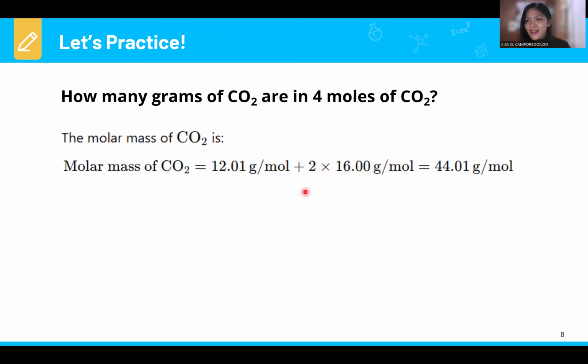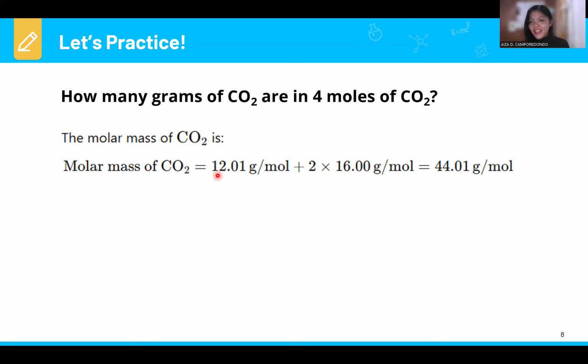How about the two right here? These represent the subscript or the number of atoms of the oxygen. That is why the oxygen should be multiplied by 2 because there are 2 atoms of oxygen. So 2 times 16, that would be 36 plus 12.01 gram per mole, that would be 44.01 gram per mole. That is the molar mass of the carbon dioxide.